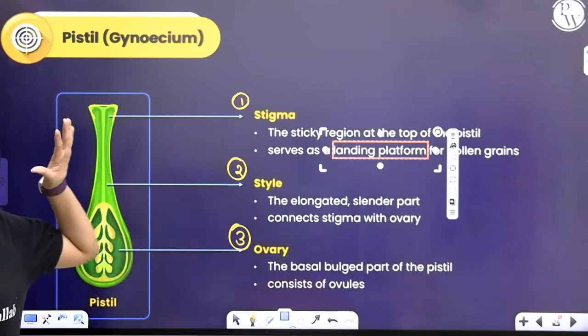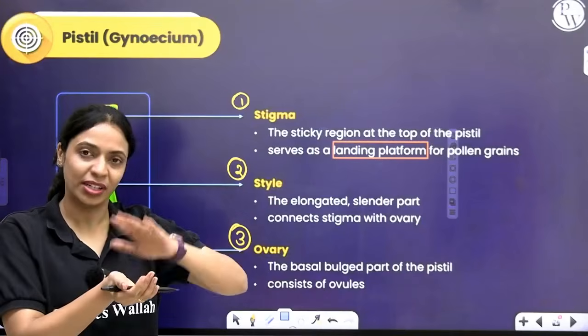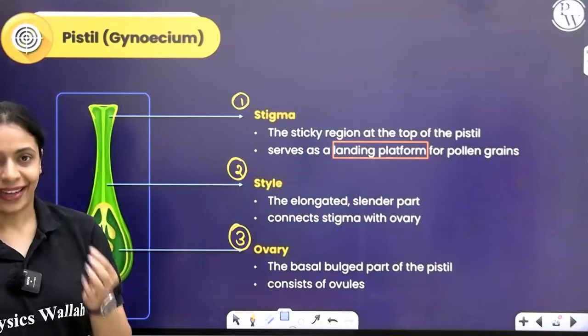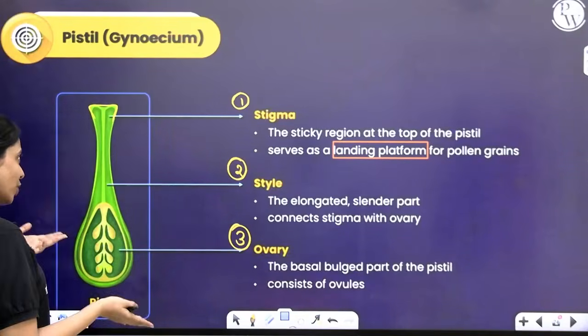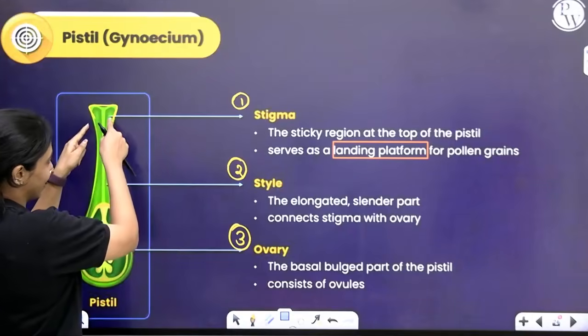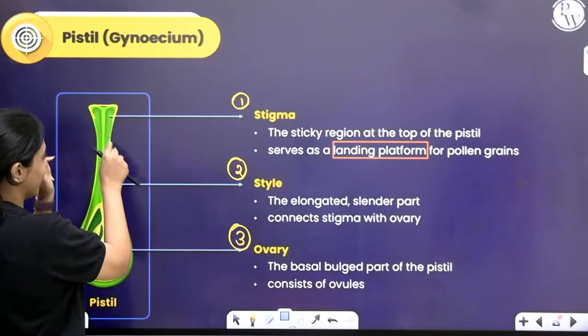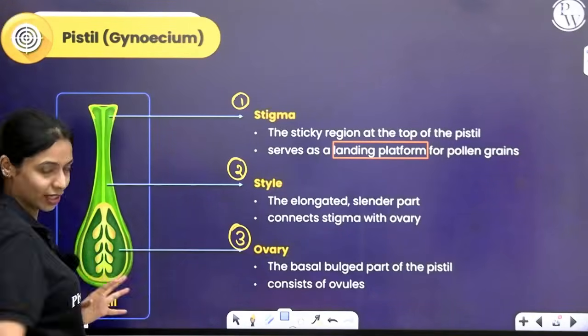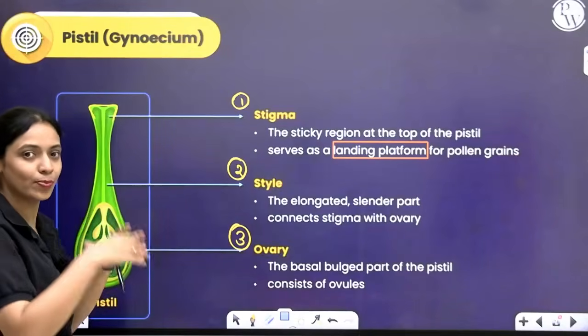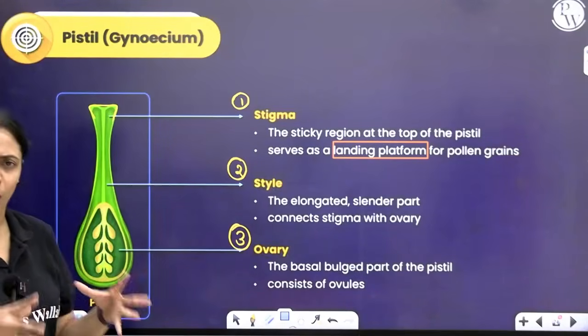It is kind of sticky so that the pollen grains that land on it stay right there. Second, we have the style, which is kind of boring, doesn't do much. It is something that is slender and thin and long and connects the stigma to the next part, which is the ovary. Ovary is broad, bulged, swollen.